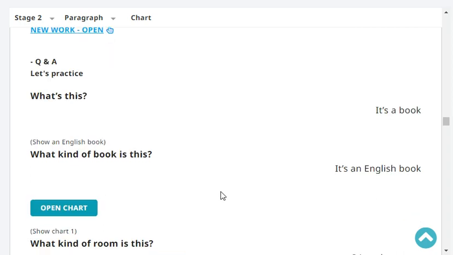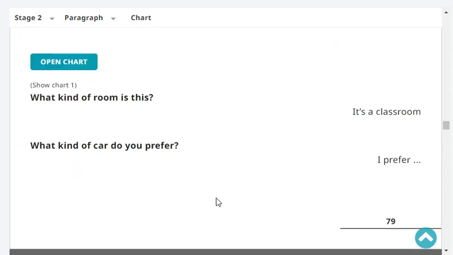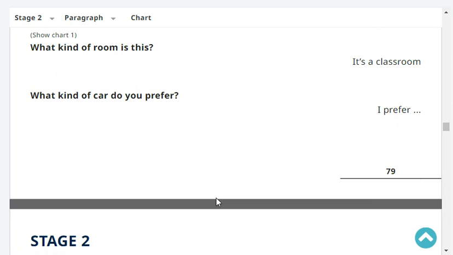Okay, next. What's this? It's a book. What kind of book is this? It's an English book. What kind of room is this? It's a classroom.